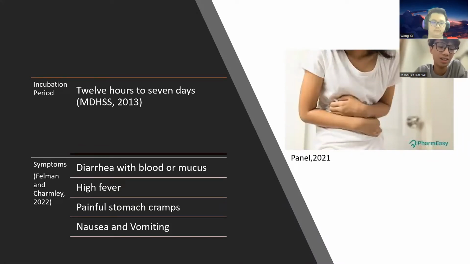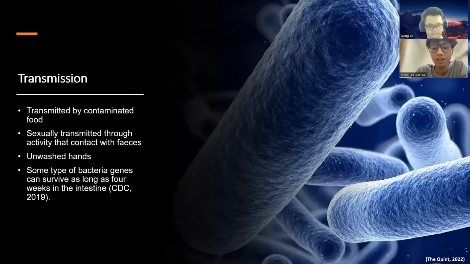This is the incubation period. Basically, it takes from 12 hours up to 7 days. And the symptoms of bacillary dysentery and shigellosis are diarrhea with blood or mucus, high fever, painful stomach cramps, and nausea and vomiting. Then I would like to pass to Sian to continue our presentation.